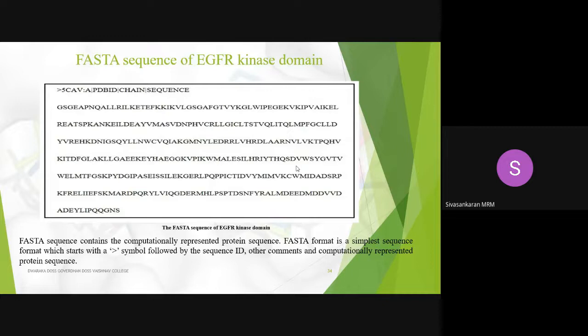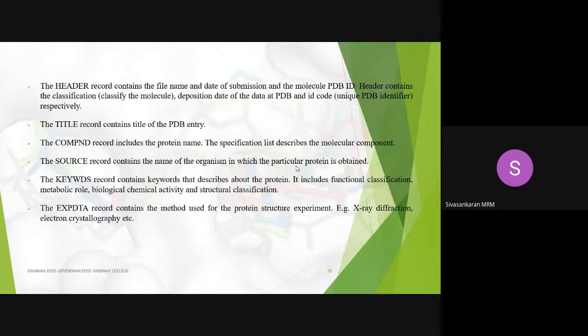The FASTA format gives you the information about the total amino acid sequence for the particular protein. The FASTA sequence can completely represent the protein sequence. The FASTA format is the simplest sequence format, which starts with a greater than sign symbol, followed by the unique ID. Other comments are computationally represented as protein sequences. So this is the FASTA format, which gives you the information about the amino acid sequences present in the particular enquiry protein. Here are the different types of output we get from the protein search.